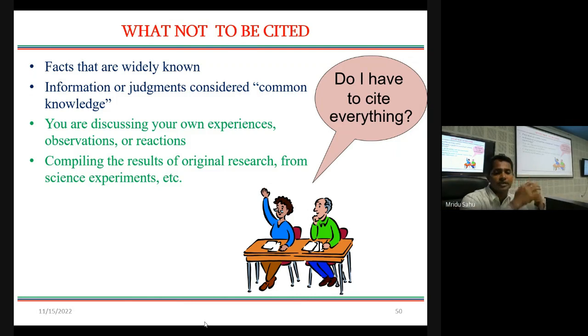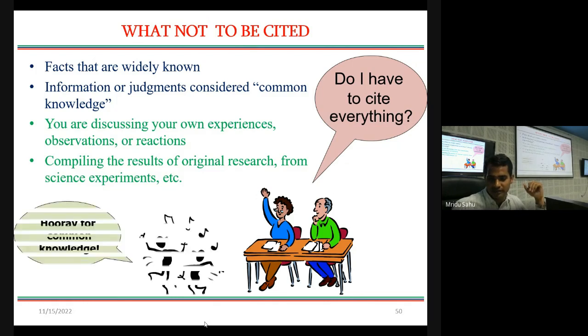Common knowledge need not be cited. When you are discussing your own experience, observation, or reactions, you need not cite it. Compiling the results of original research from a science experiment, you need not cite it. So these are certain things that you need not cite.